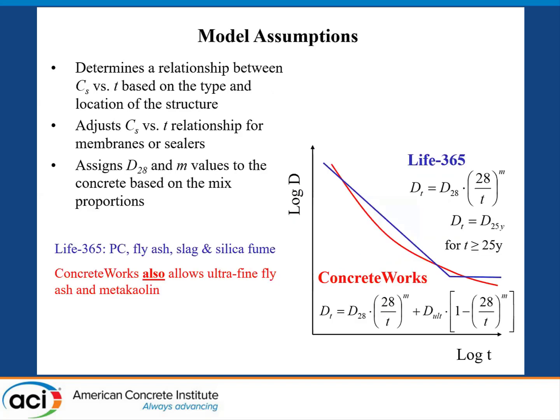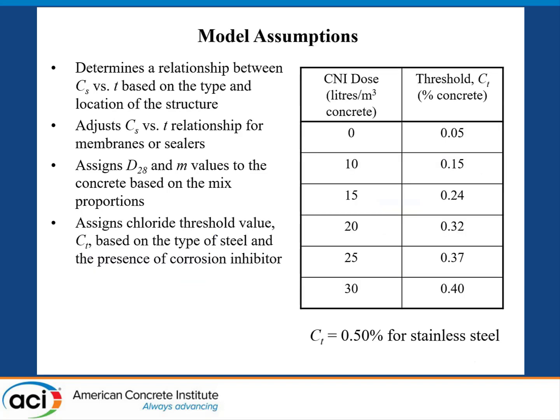The other main difference with Concrete Works is we decided, again, a bilinear relationship for D versus t was not appropriate. So Concrete Works uses a similar relationship, but allows decay down to an ultimate diffusion value, which is based on the assumption of complete hydration. And we calculate the ultimate value by letting t go to 100 years. Both models incorporate CNI as a corrosion inhibitor, and the CNI has an impact on the threshold concentration, as you can see in this graph here.